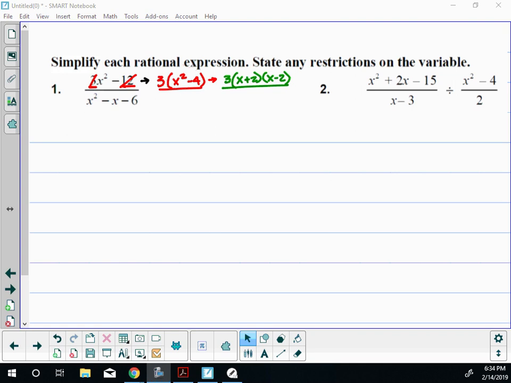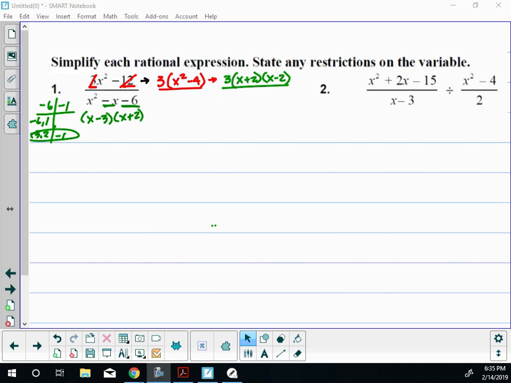In the denominator, we are looking for two numbers that multiply to negative 6 and add to negative 1. So since it's a negative number, we know we're going to have one positive, one negative. 1 is negative, which means the larger of the two numbers is going to be the negative one. So we could do negative 6 and 1, negative 3 and 2. Negative 3 and 2 is the one that's going to add to negative 1. So the denominator is going to factor into x minus 3 times x plus 2.